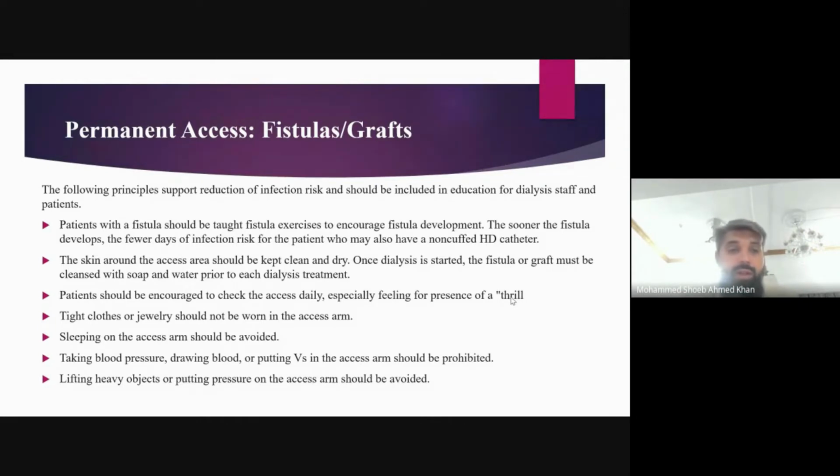It should be avoided. We should also avoid checking blood pressure on the fistula hand, and we should tell the patient not to lift heavy objects, not more than 15 kgs. 15 kgs is one bucket full of water. That's the maximum weight a person with a fistula hand can use. Otherwise, if you use more weight, what's going to happen? Aneurysms may happen, and the veins may get much more encroached.